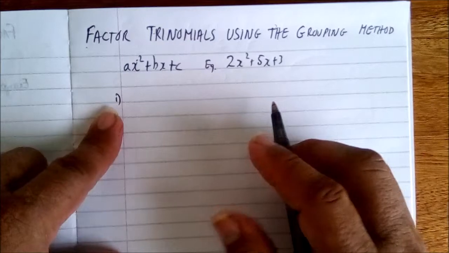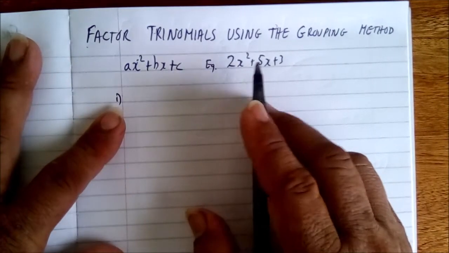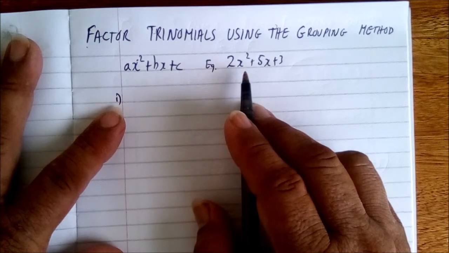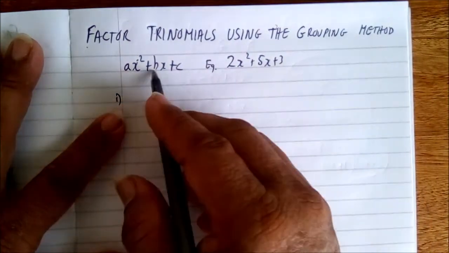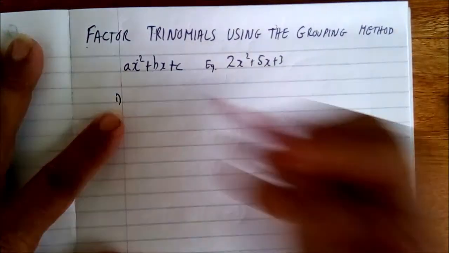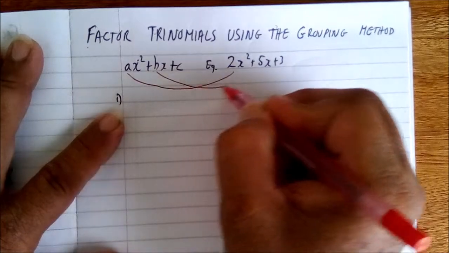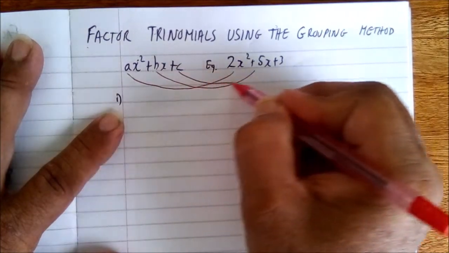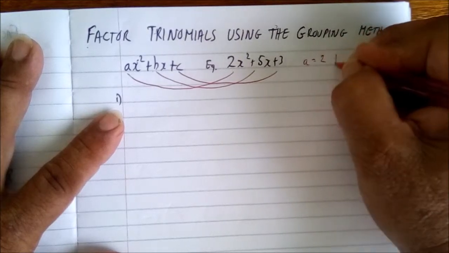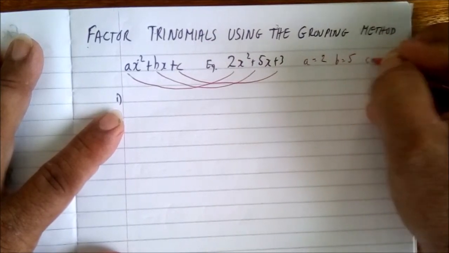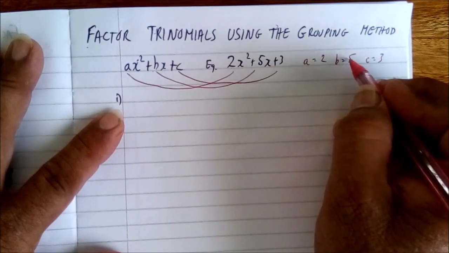First, we find the product AC. In this problem, the first thing you need to do is identify what A, B, and C are. If you notice here, A is 2, B is 5, and C is 3. So identify them: A equals 2, B equals 5, and C equals 3. If this was a negative 5, then the value of B would be negative 5.